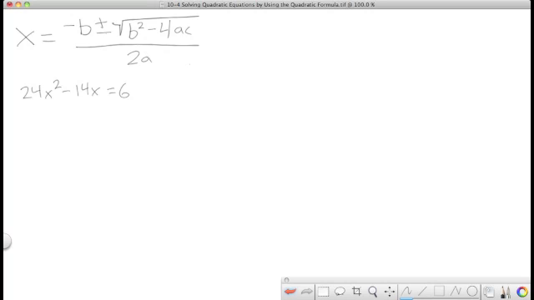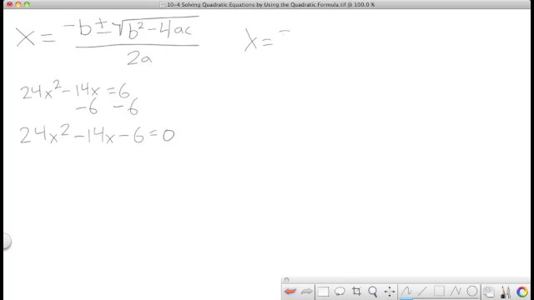So here we go. The first thing you notice is that this 6 is just hanging out over here. So we gotta subtract it because it has to be equal to 0. Subtract it from both sides. We end up getting 24x squared minus 14x minus 6 equals 0. And that's the form we wanted it in. So now we're just going to go ahead and write in the quadratic equation. So I'm going to go ahead and write it up here.